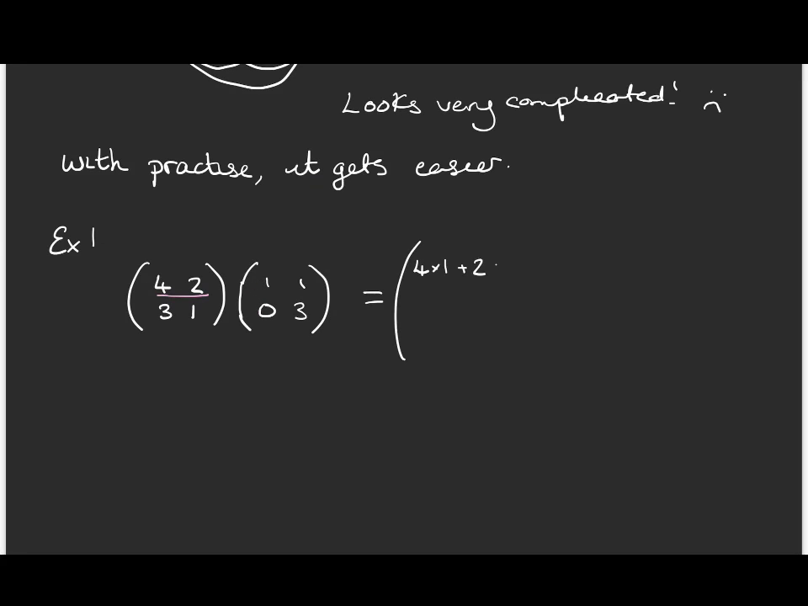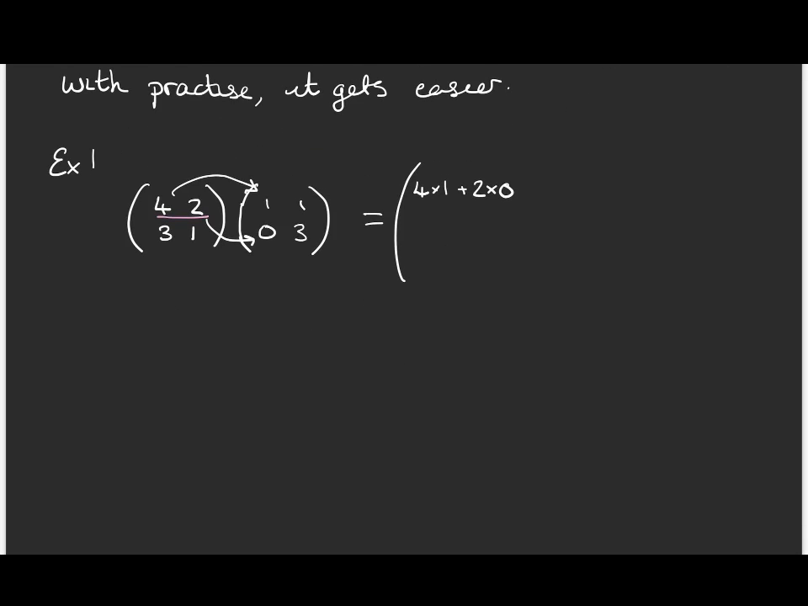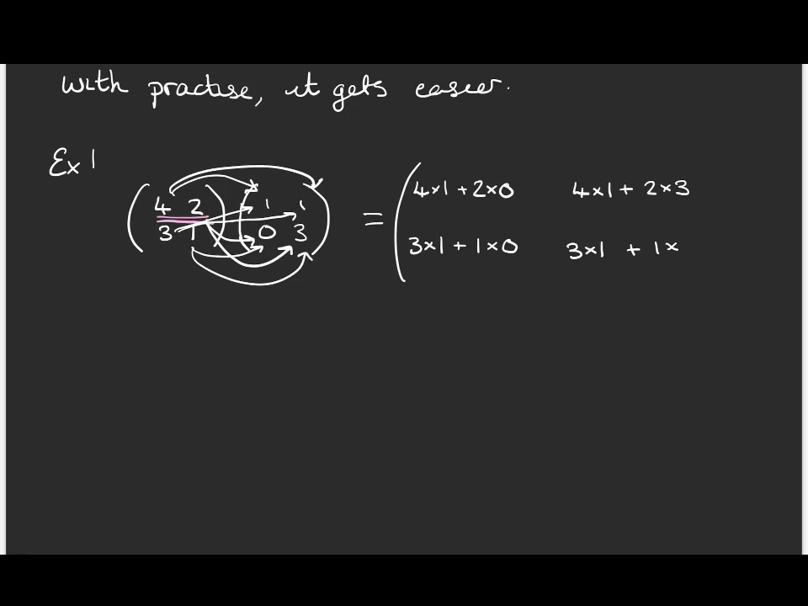So we get 4 times 1 add 2 times 0, and the arrows just show what calculation I've done there. Then in our next element along we get 4 times 1 add 2 times 3. Then we move to our second row of the first matrix and get 3 times 1 add 1 times 0, and then 3 times 1 add 1 times 3. And so I'm just going to add these together. And our solution matrix is 4, 10, 3, 6.